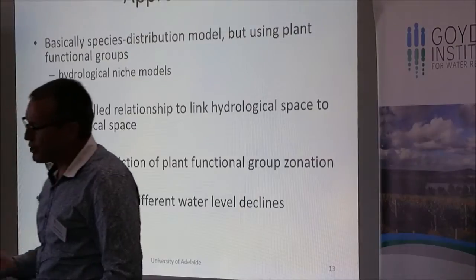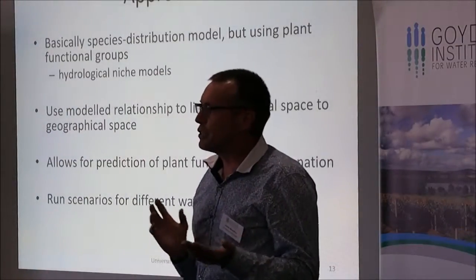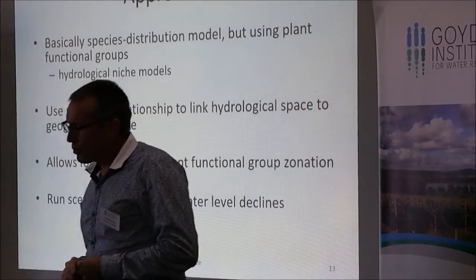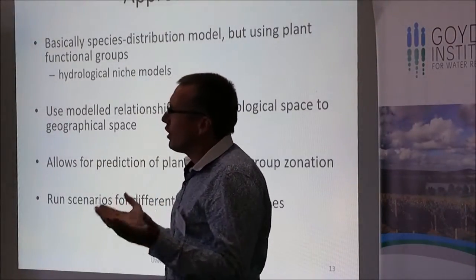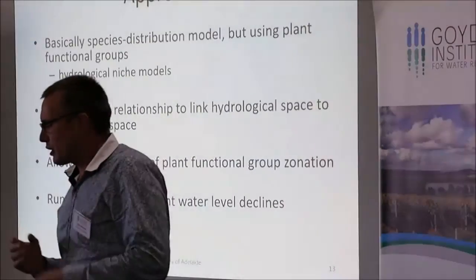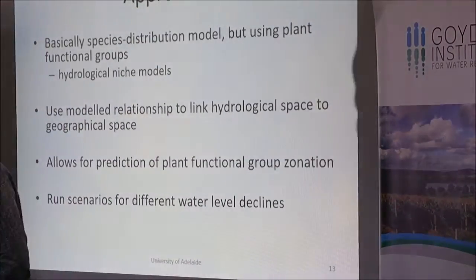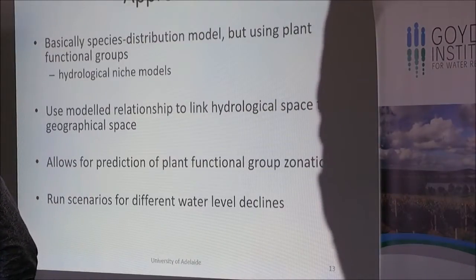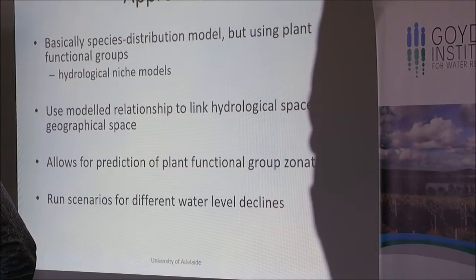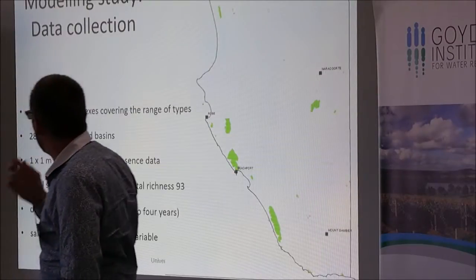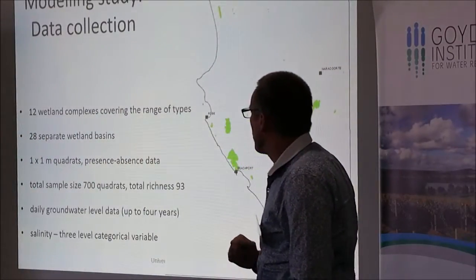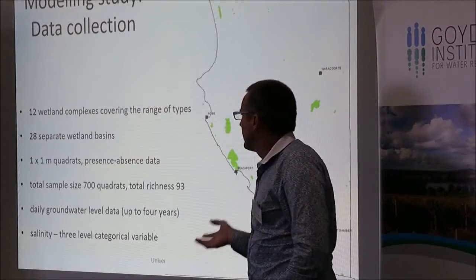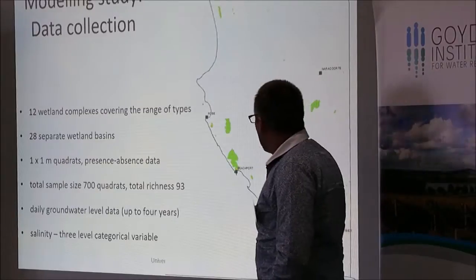So using this type of model, we can come up with a predictive model to link to our hydrological models to determine what sort of species are going to be there. So this is basically using a plant functional group model, where we say, under these hydrological conditions, we would expect these plant communities. And then we can run these models under different scenarios to predict what might occur under changing climate, under changing water regime.